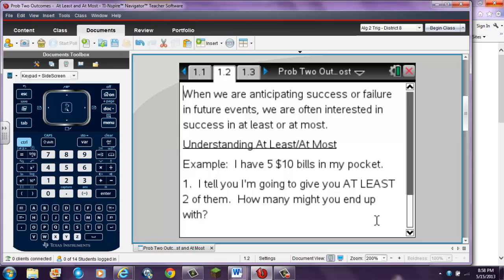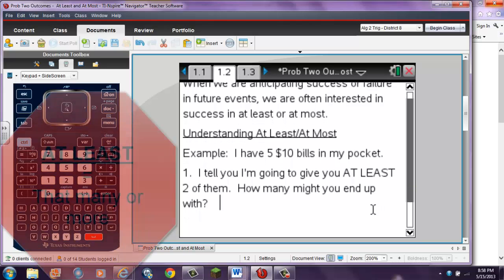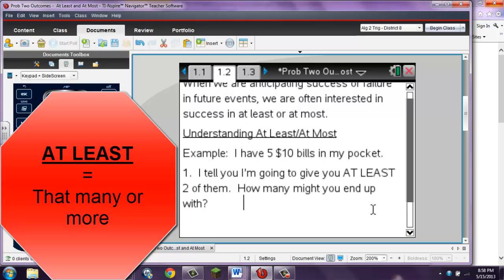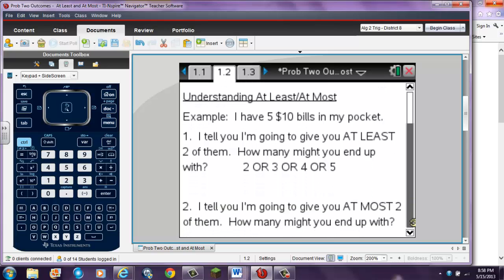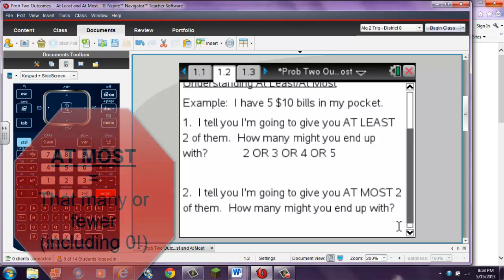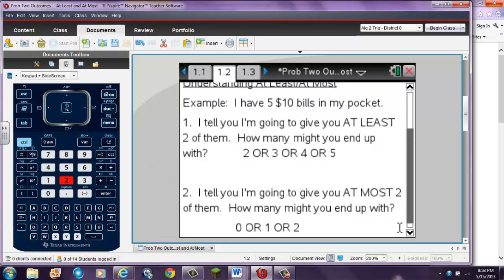If I have 5 $10 bills in my pocket and I tell you I'm going to give you at least 2 of them, at least means that many or more. So you could end up with 2 or 3 or 4 or 5 $10 bills. If I have those same $10 bills in my pocket and now I tell you I'm going to give you at most 2 of them, at most means that many or fewer, including 0. Don't hurt 0's feelings. So you could end up with 0 or 1 or 2 of those $10 bills.